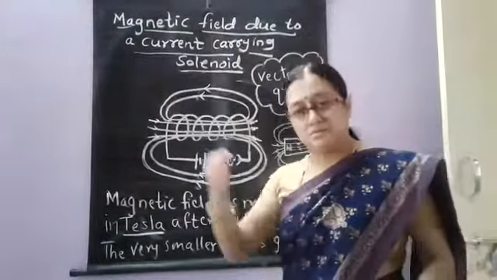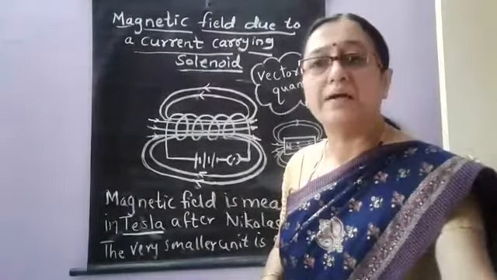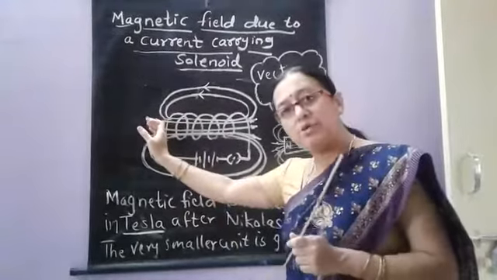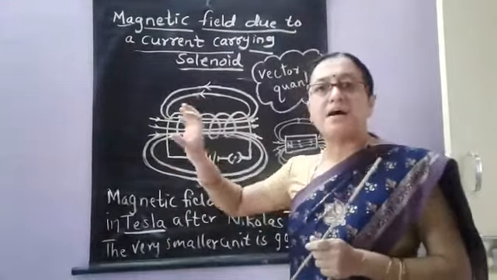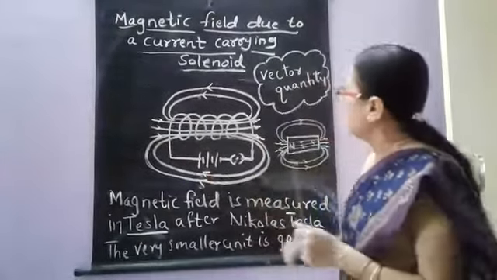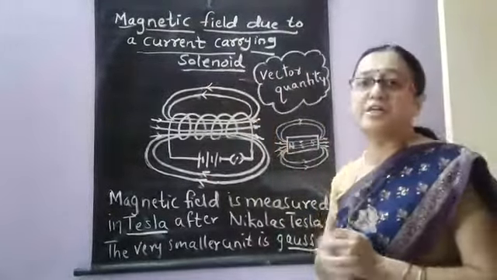In the previous session, we learnt how to identify the poles of a magnet. By taking a compass needle near the poles of this solenoid, we can mark the north and south poles of the solenoid. Now how is a magnetic field measured?